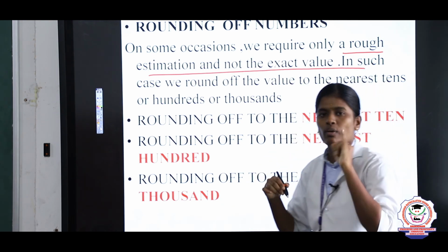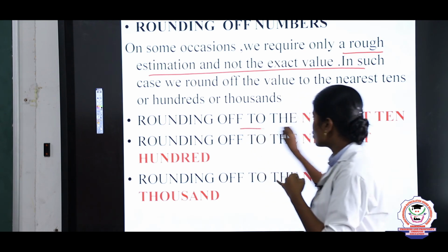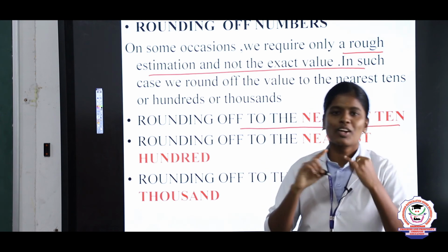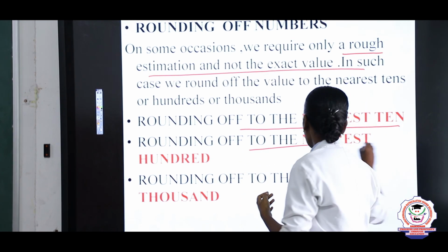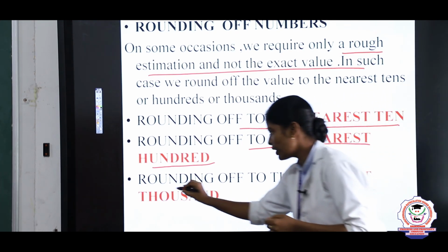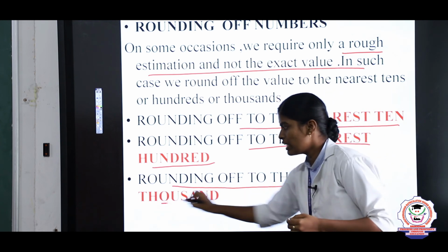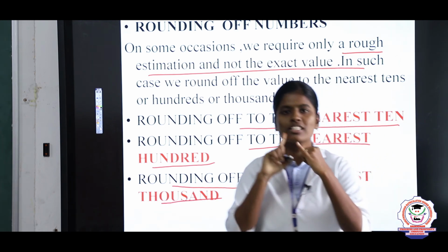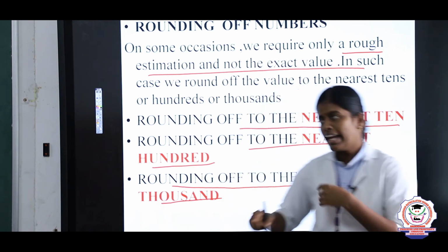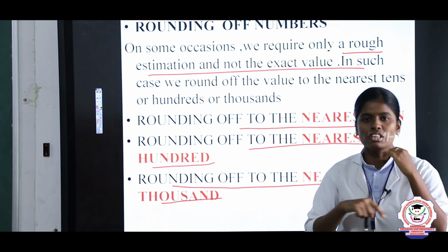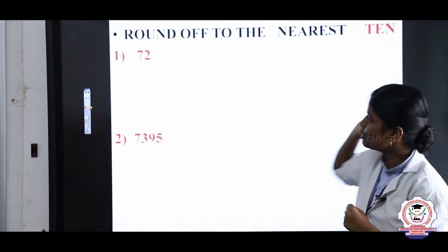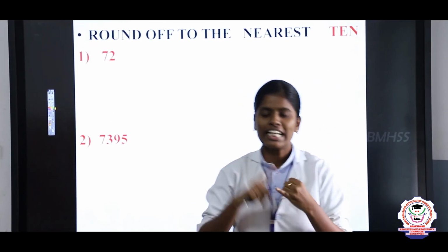In such cases we use rounding the number to the nearest 10. Our second topic is rounding the number to the nearest 100, and the final topic is rounding the number to the nearest 1000. So say, what is the first one? Rounding to the nearest 10. The second is rounding to the nearest 100, and the final one is rounding to the nearest 1000. So our first topic is rounding off to the nearest 10.